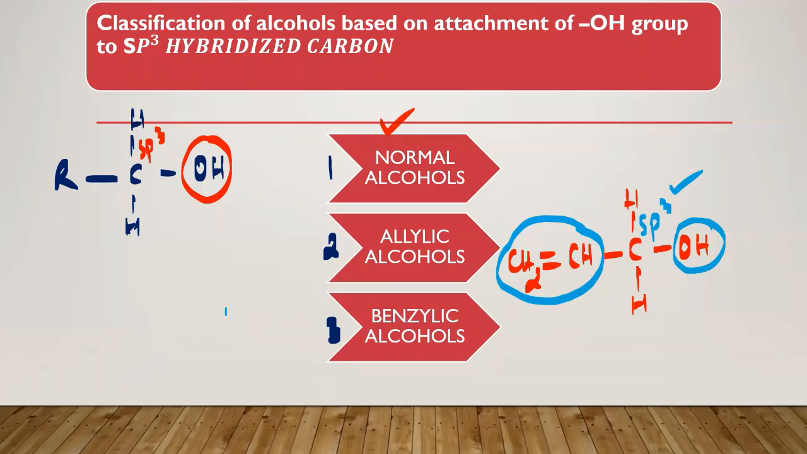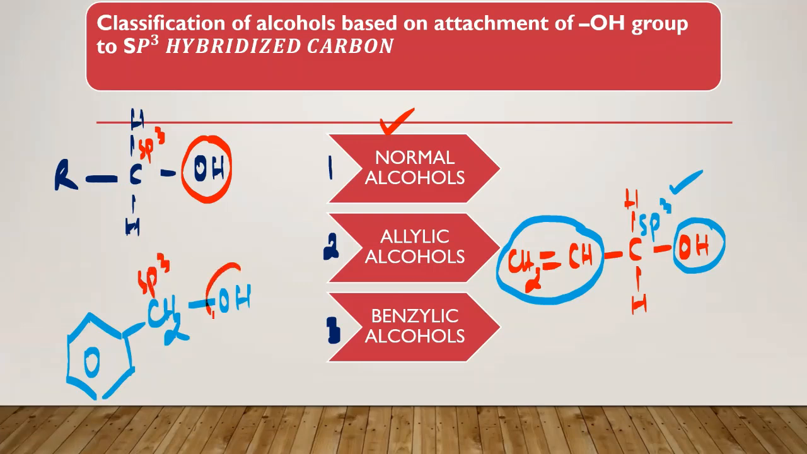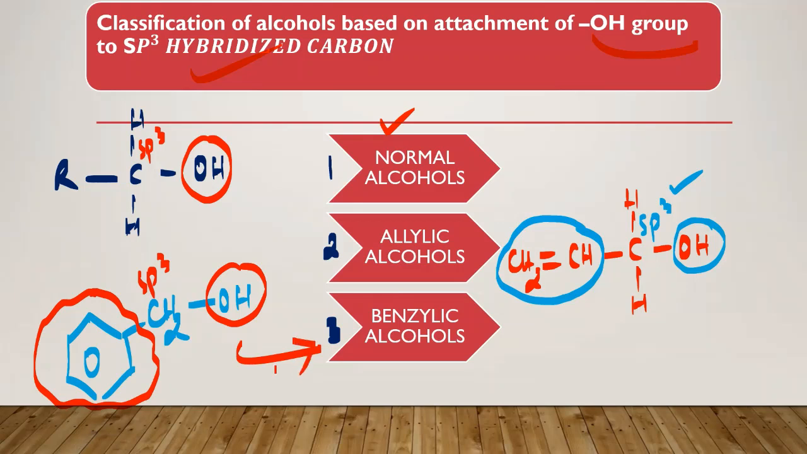Let us go for benzylic alcohol, my dear friends. In benzylic alcohol, you basically need a benzene first. Then after that, you need a CH2 group. On that CH2 group, you have OH. My dear friends, this CH2 group means the carbon will be sp3 hybridized. So here the OH group is again present on an sp3 carbon, because our classification is based on attachment of the OH group to an sp3 hybridized carbon. But that sp3 carbon is next to the benzene ring. So when an sp3 carbon containing OH is next to the benzene ring, we call it benzylic alcohol.